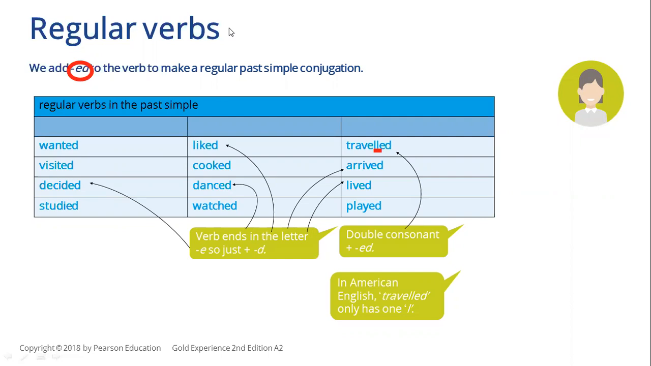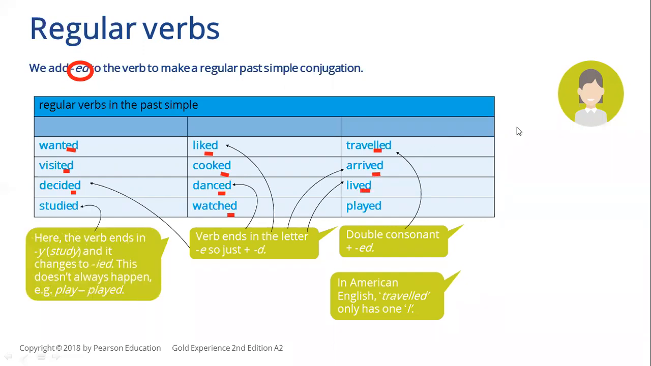Now, when the verb ends in a letter E, just add D. As you can see, all the verbs you see here end in E: liked, danced, arrive, and leave.